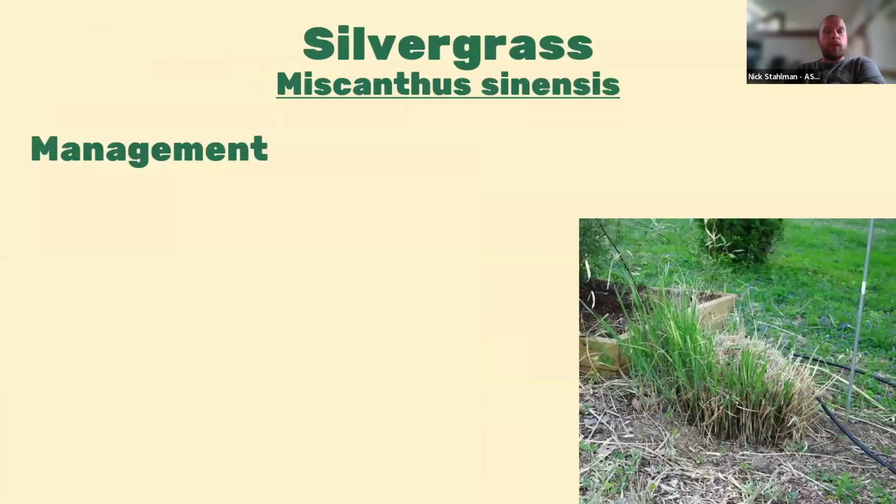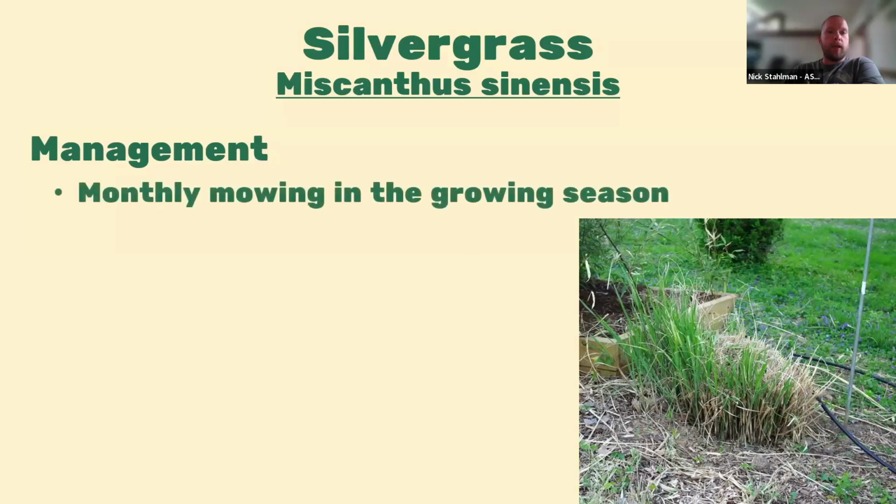This is just one that if you're trying to get rid of it, you can actually manage it because it doesn't tolerate mowing. So monthly mowing during the growing season, it might take a couple years, but if you keep at it, it does not tolerate that. So it will die off from mowing. Be careful digging it out because it can kind of make things worse. But if you are very careful and make sure you get rid of everything, you can.